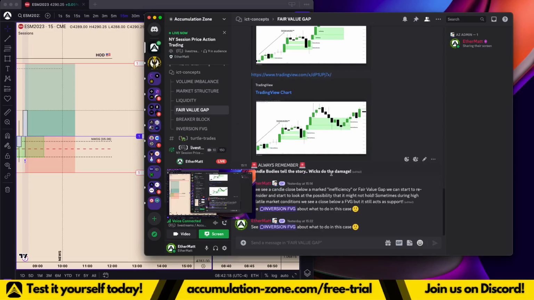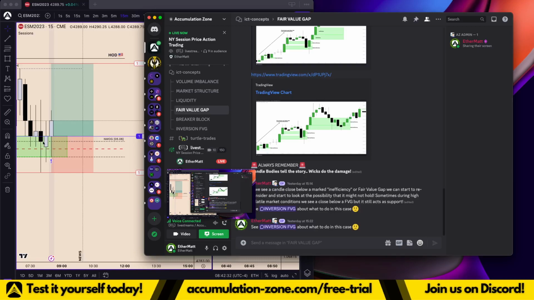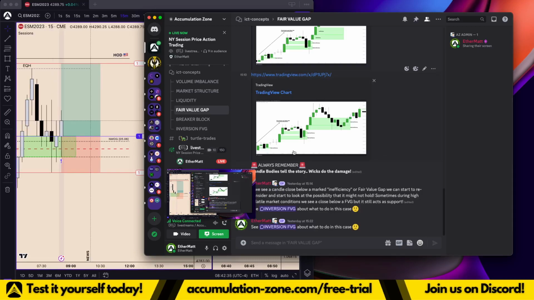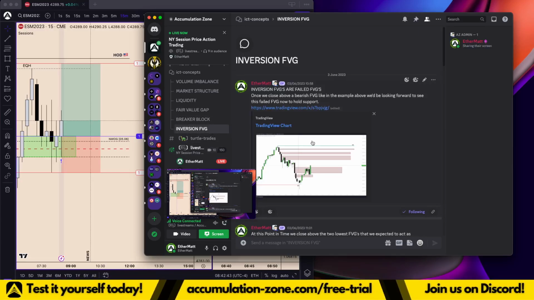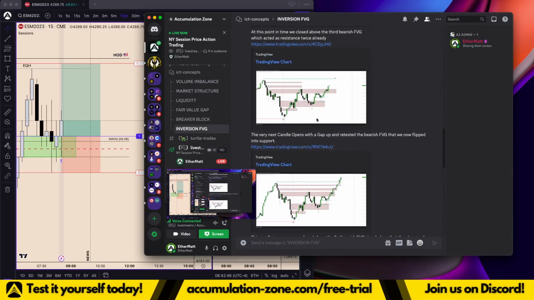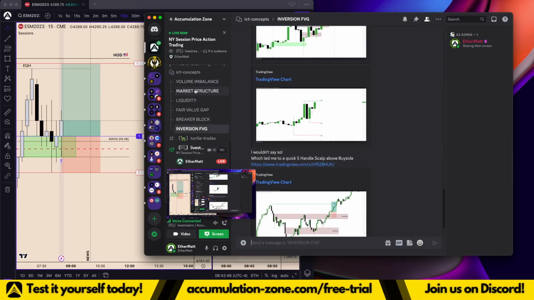Candle bodies tell the story, wicks do the damage, so that's pretty much what we're looking for. A wick can always go below the fair value gap. That's why I wouldn't place my stop loss at the low of the fair value gap, because wicks do the damage. But as long as the candle bodies, like right here, hold inside of the fair value gap, we're pretty much good to go. And if we get a close below, I would look at it as an inverted fair value gap. And I also covered this topic in the ICT concept forum section. Also, volume imbalances, market structure, liquidity, fair value gaps, breaker blocks, and inversion fair value gaps.